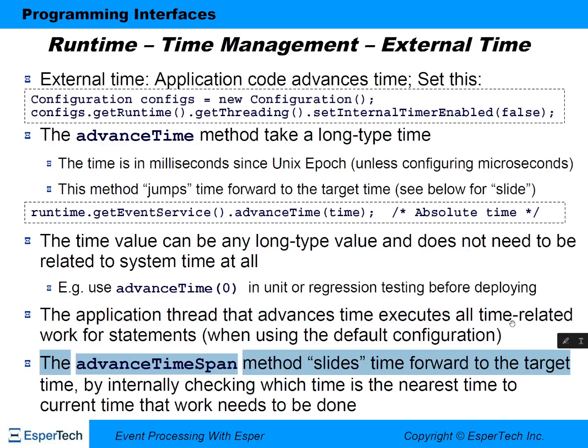The advance time span method slides time forward to the target time, by internally checking which time is the nearest time to current time that work needs to be done. The advance time span method continuously moves time forward while the advance time method jumps to the target time.